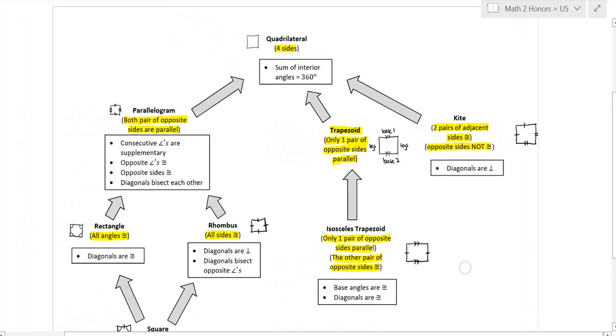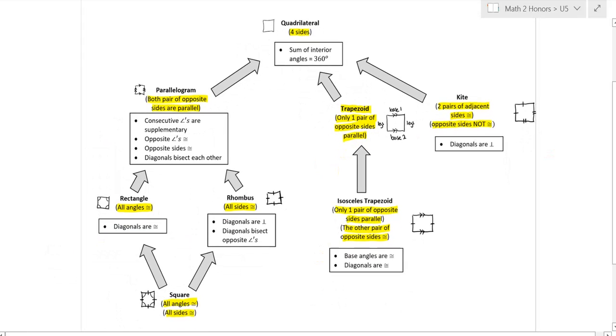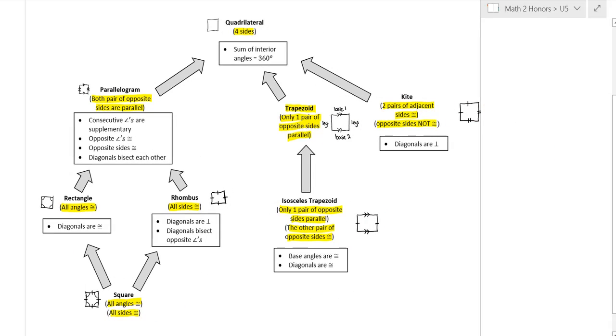So part of your homework is to memorize these different shapes, okay? Quadrilateral, parallelogram, rectangle, rhombus, square, trapezoid, isosceles trapezoid, and kite. So there's 8 different key shapes. Memorize what those are, and also memorize the definitions.